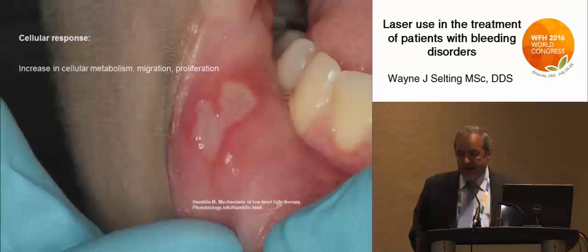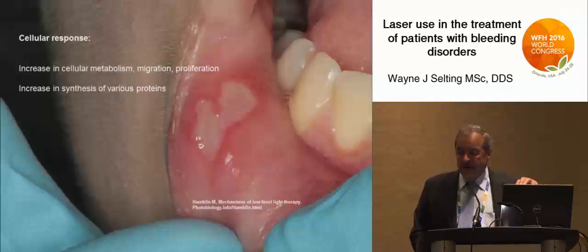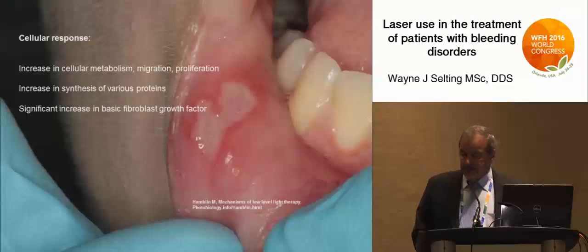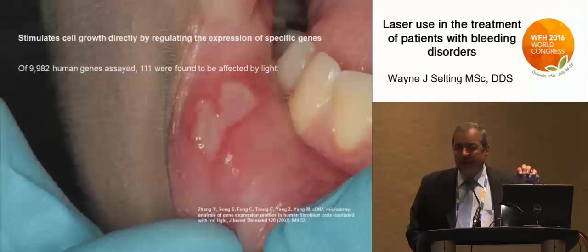So on the cellular level, yes, as I just said, it increases cellular metabolism. It also increases migration of cells to cover a wound. The proliferation of new cells through the keratinocyte enhancement, all of that. Increase in synthesis of proteins, significant increase in fibroblast growth factor. All good. Look what that's going to do for you. If you're hoping to improve the healing, everything I've shown you here is going to make a difference.